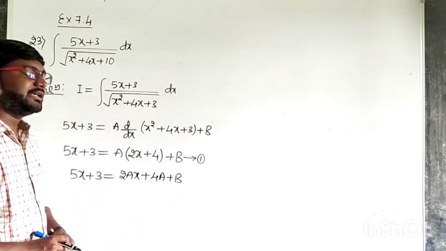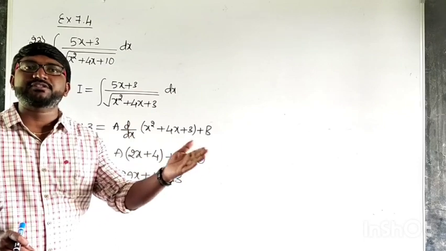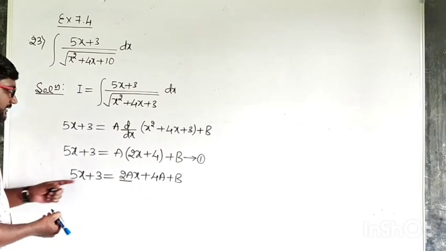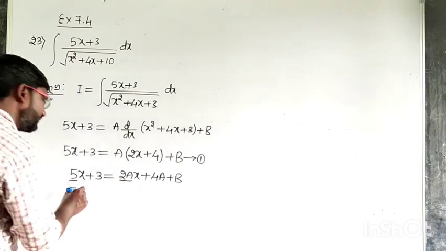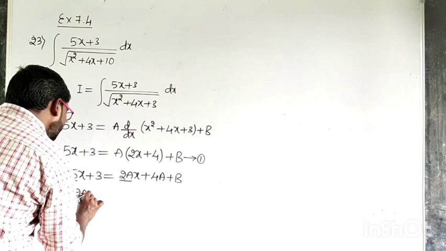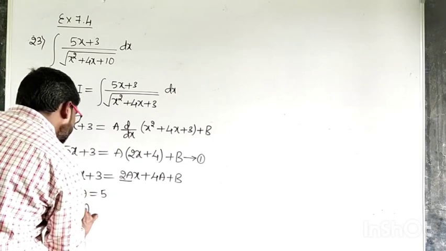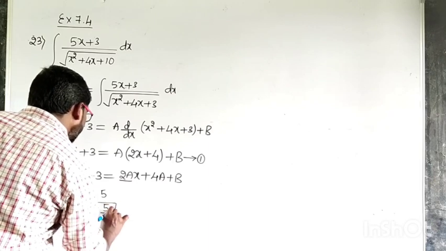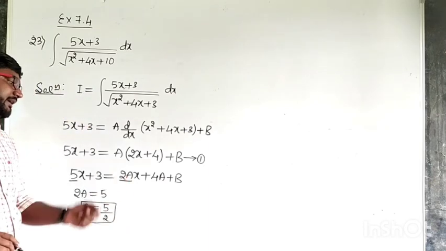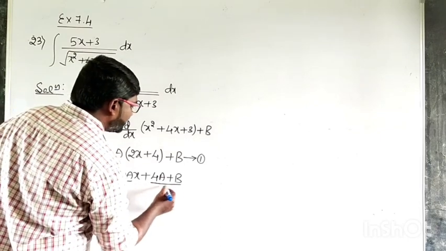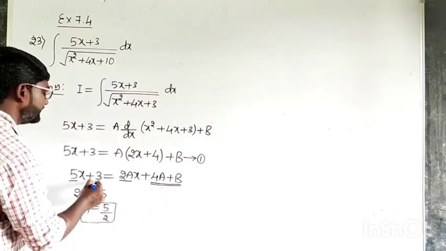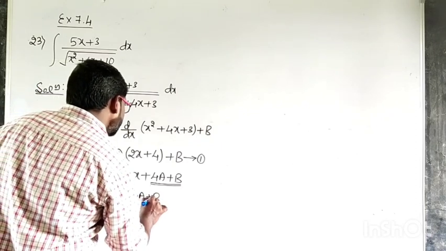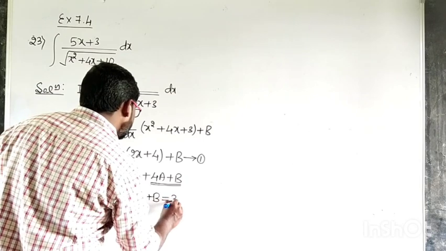Now we have to equate the coefficient of x and the constant terms on both sides. Here the coefficient of x is 2A and here the coefficient of x is 5. So we equate 2A with 5, then A is equal to 5 by 2. So we have got the value of A. Next we have to find the value of B. For that we equate the constant terms on both sides. So 4A plus B is equal to 3.